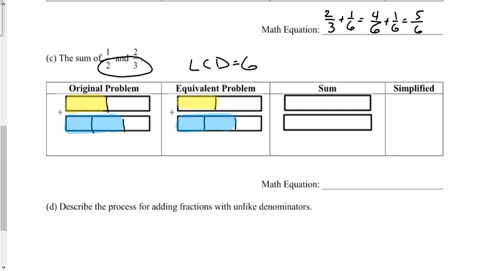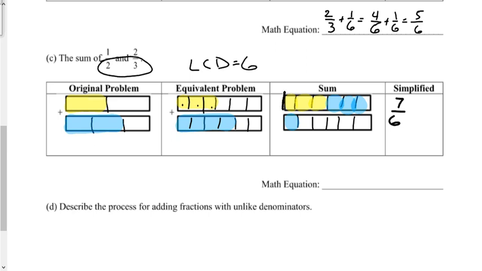Okay, so this is all set up. And I've got to turn this into sixths, right? So I have halves, and I need 6. There we go. And then what I get, I've got 1, 2, 3 yellows, and then I've got 1, 2, 3, 4 blues. So you can see that in total, I have 7 out of the 6 shaded.